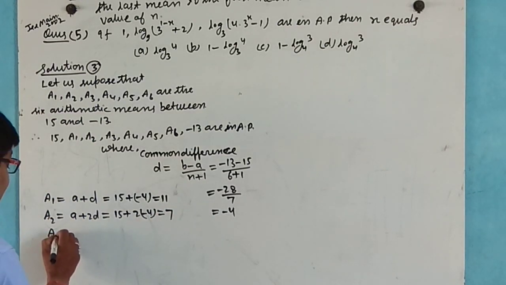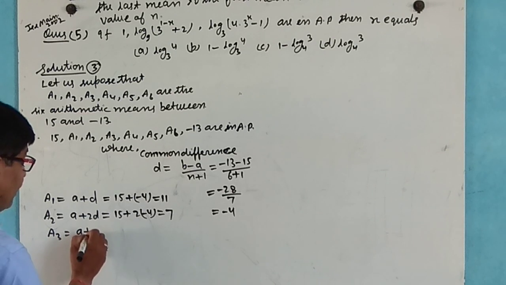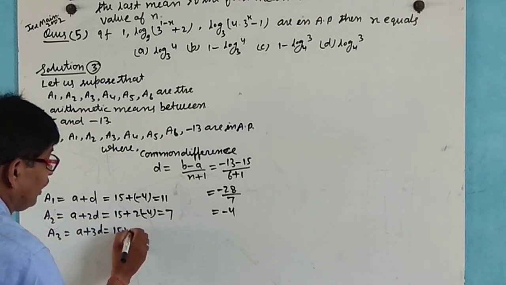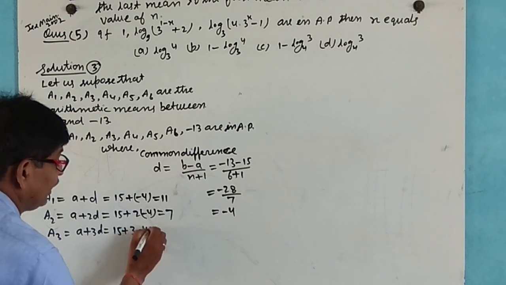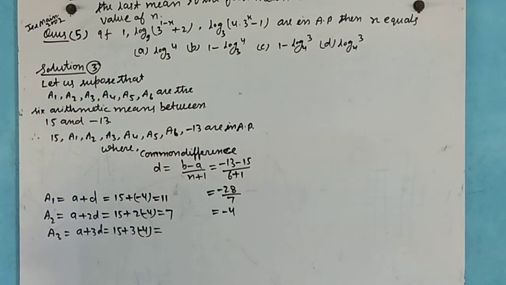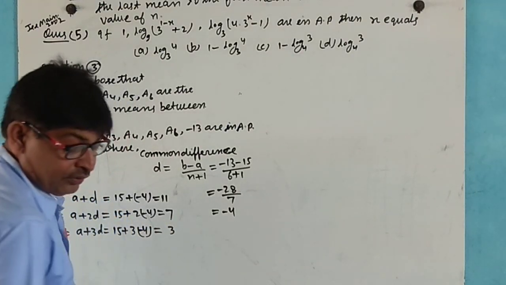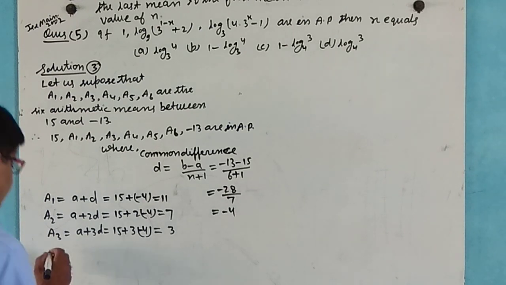A3, A plus 3D. 15 plus 3 into minus 4. This is, 4 3s are 12. This is equal to 3.